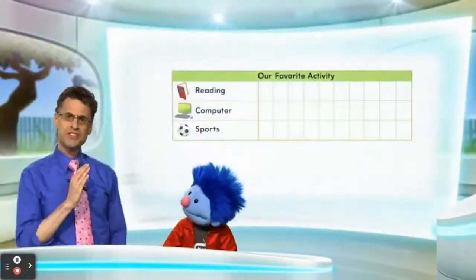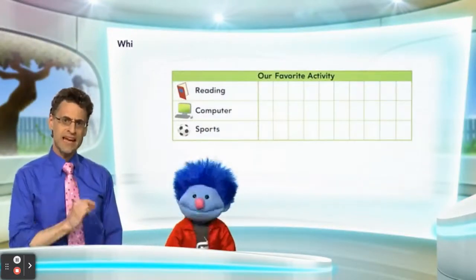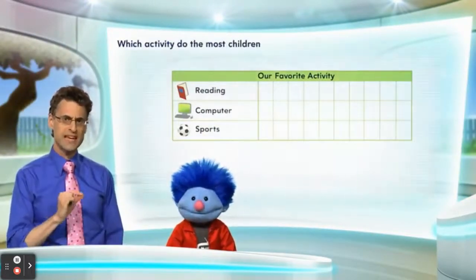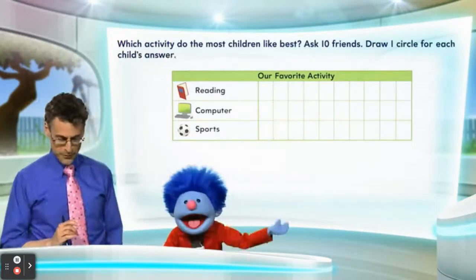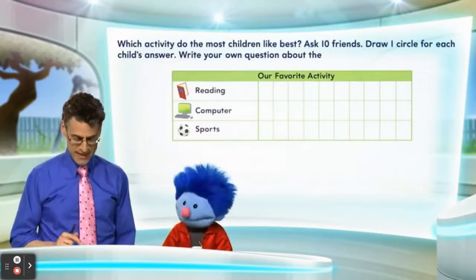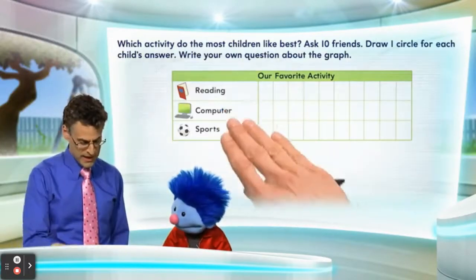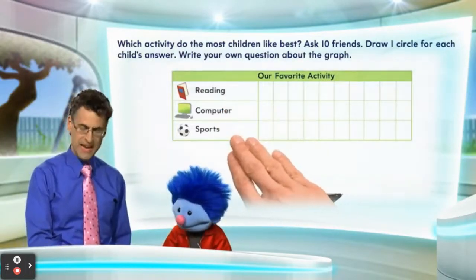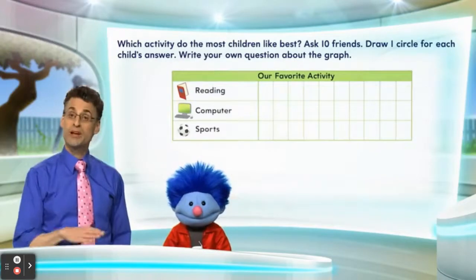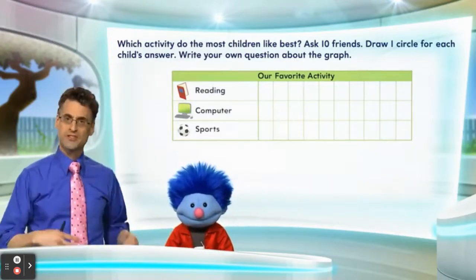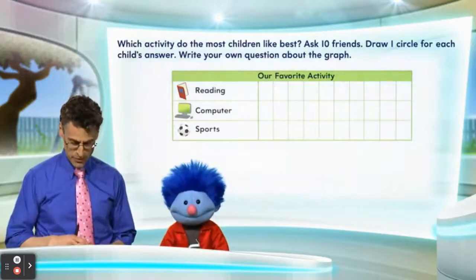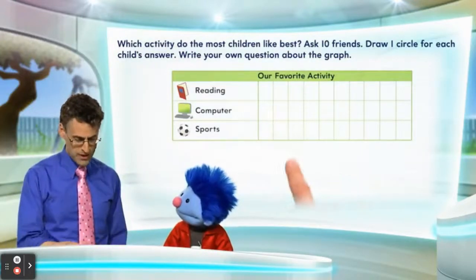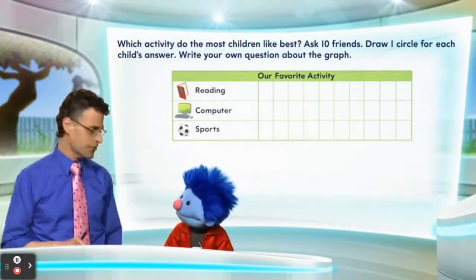So, I actually asked Joey to ask 10 friends which activities they like best. Now, Joey, do you have that information for us? I do, right in the old noggin. Okay, so here's what I asked. I said, do his friends like reading, computer, or sports as their favorite activity? Now, what we're going to do is we're going to have Joey tell us what he learned, and we're going to record that in this picture graph. And we're going to record it by actually using 1 circle to represent each of his friends.